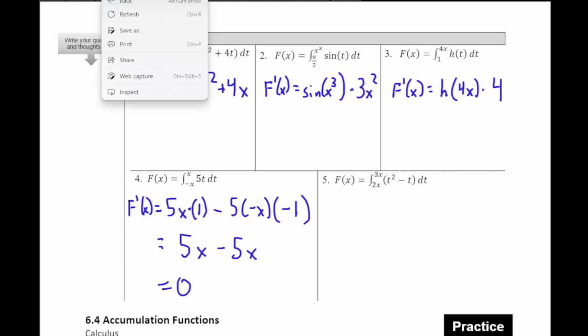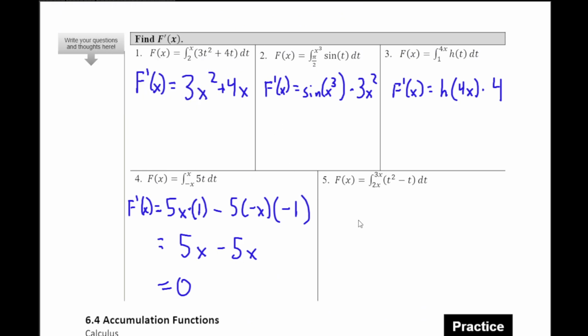So last example right here before you can start practice is F of x is equal to the integral from 2x to 3x of t squared minus t. So same thing here. You're going to do F prime of x is equal to, plug in the 3x here. So it's 3x squared minus 3x. Again, you're plugging the 3x for the t's. And then you have to multiply by the derivative of 3x, which is 3.